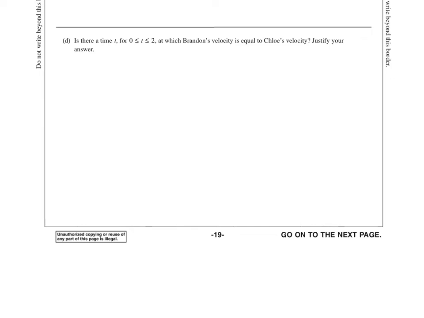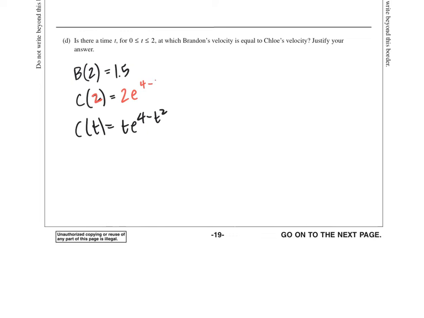Okay, is there a time at which Brandon's velocity is equal to Chloe's velocity on the interval from 0 to 2? All right, so let's first look at Brandon's velocity at 2. b of 2 is 1.5. And what was Chloe's velocity at 2 hours in? c of t was t e to the 4 minus t squared. So if I'm trying to do c of 2, I'm going to have 2e to the 4 minus 2 squared, which would be 2e to the 0, which is 2. So Chloe's velocity 2 hours in was 2. Brandon's velocity 2 hours in was 1.5.